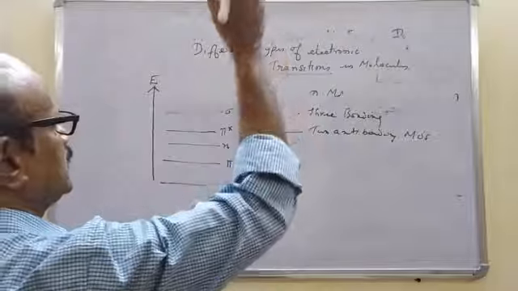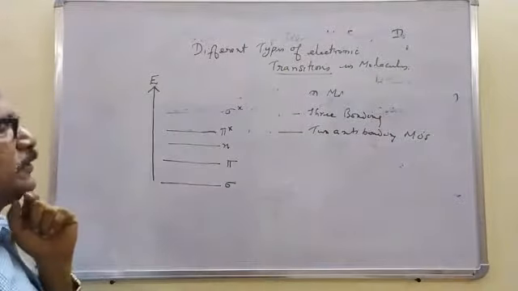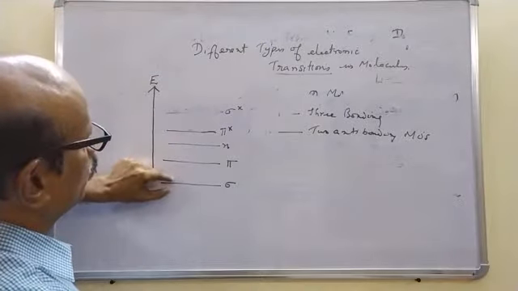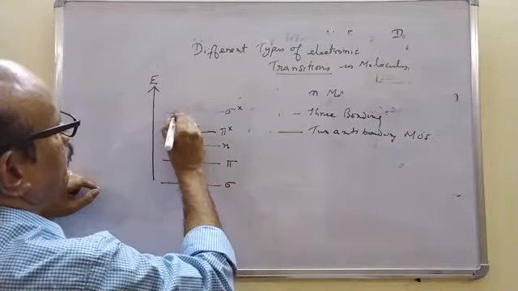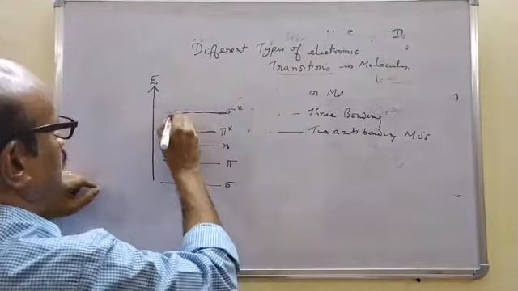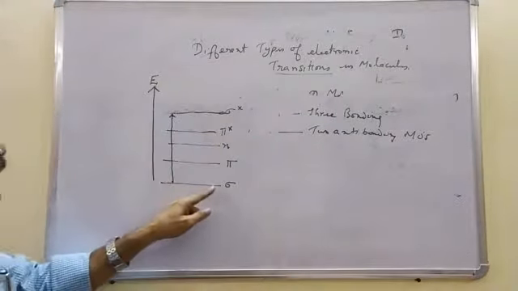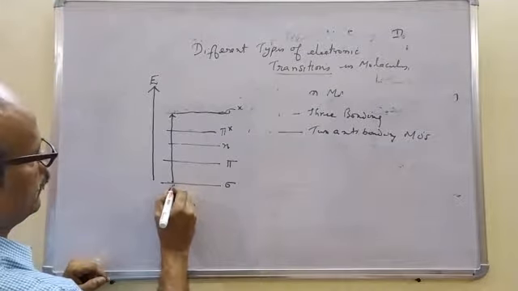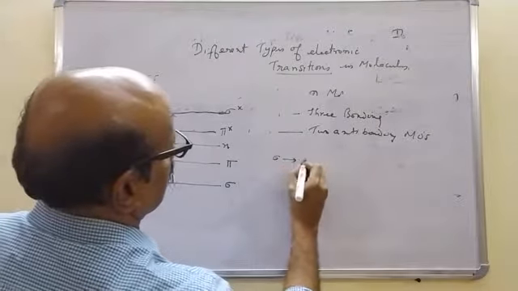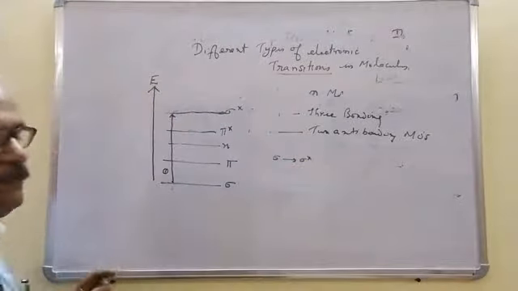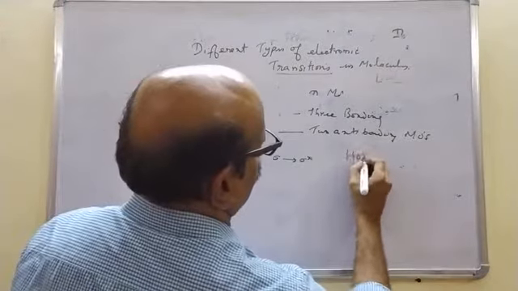You have to look at the different types of transitions depending on the structure of the molecule. Depending on the structure, this is a HOMO and this is a LUMO. This is called sigma to sigma star transition. This is the first possible transition: sigma to sigma star, that is 1. You take any one pair as the HOMO-LUMO.